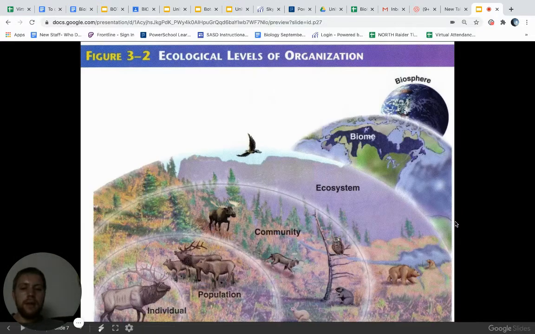All right, moving on, let's talk about the levels of organization. So the levels of organization are as follows. We start with the smallest, the individual, with our elk. Our individual looks like a male elk. Yep, it's got antlers. It's a male elk.